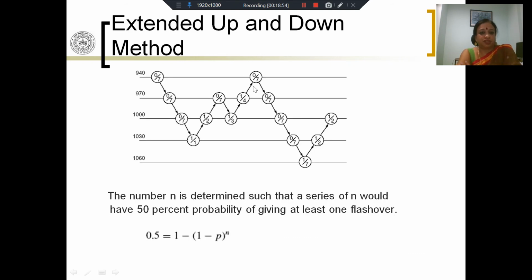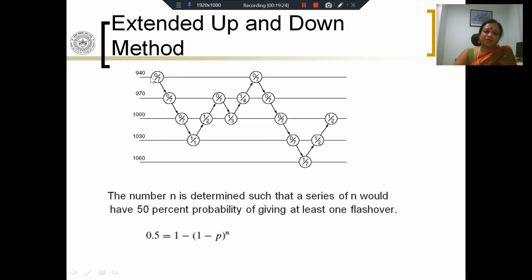Putting these two methods together, we have what is called the extended up and down method. This combines the advantages of both these previous methods. So we select the highest or the lowest voltage that we want to measure. Let's say that is 940. And we also decide the specified number of tests at every level, let's say n, that is n in the previous case. Let us say that we have chosen n to be equal to 7.